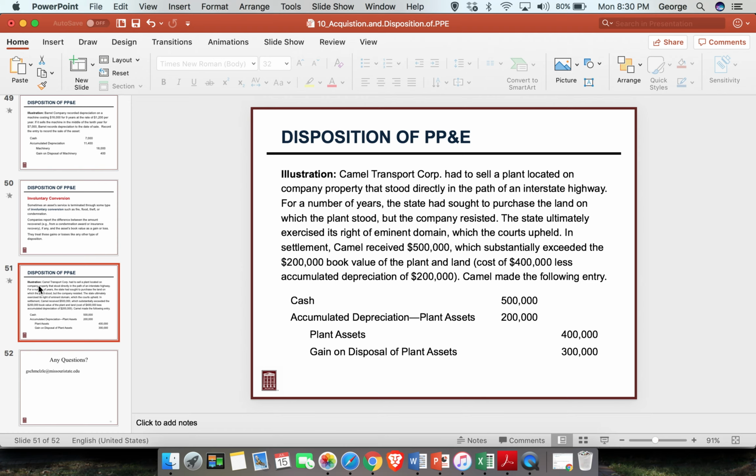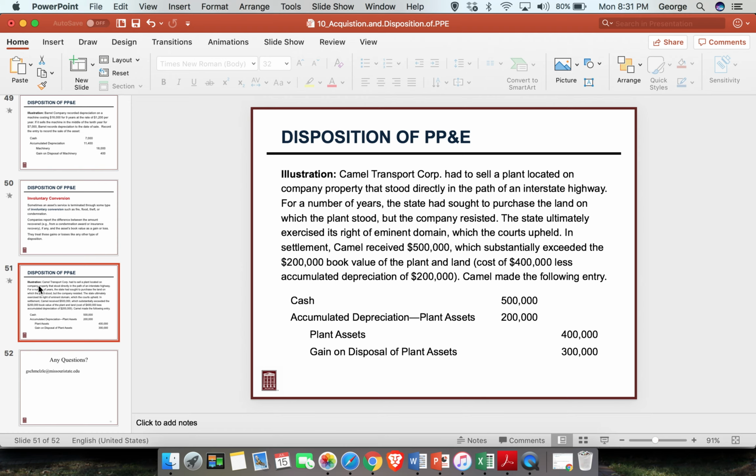So here's another example, Camel disposition. Camel Transport had to sell a plant located on company property that sat directly in the path of an interstate highway. For a number of years, the state sought to purchase the land on which the plant stood, but the company resisted. The state ultimately exercised its right of eminent domain, which the courts upheld. In settlement, Camel received $500,000, which substantially exceeded the $200,000 book value of the plant and land. Cost was $400,000, but accumulated depreciation was only $200,000.